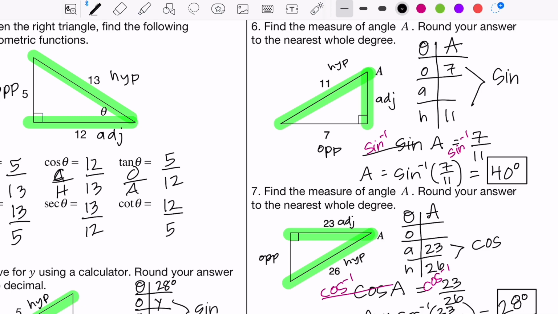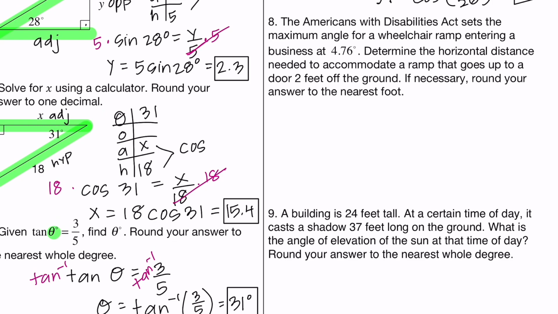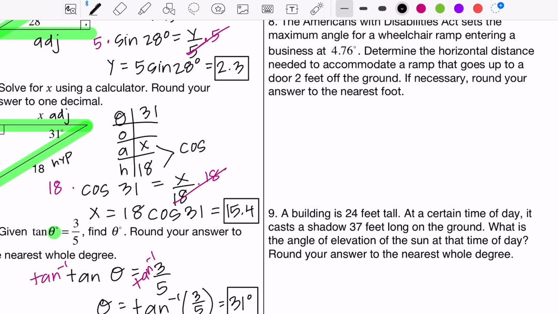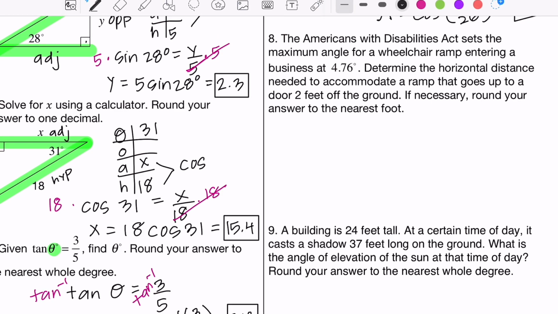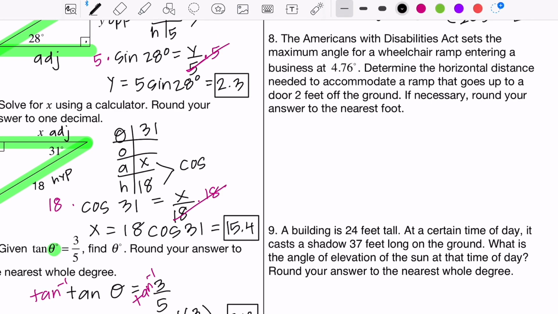So hopefully we're able to get that. And now we have some word problems here. So this says that the Americans with Disabilities Act, which just makes sure that people in wheelchairs don't get hurt, basically. And it keeps them safe and has laws to make sure that things are built with them in mind.